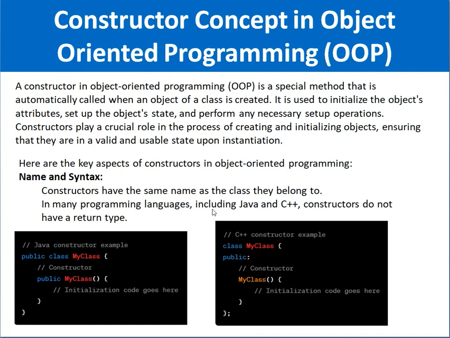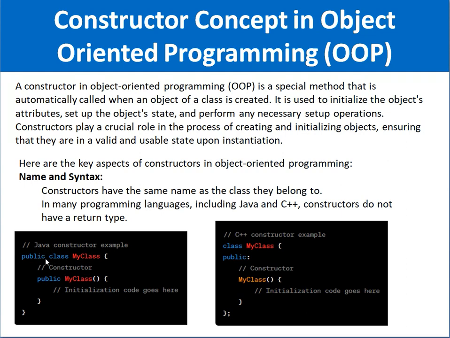Now we can talk about the key aspects of constructors in object-oriented programming. First one is the name and the syntax. Normally, constructors have the same name as the class they belong to in many programming languages, including Java and C++. Constructors do not have a return type. For example, take this example of a Java constructor.